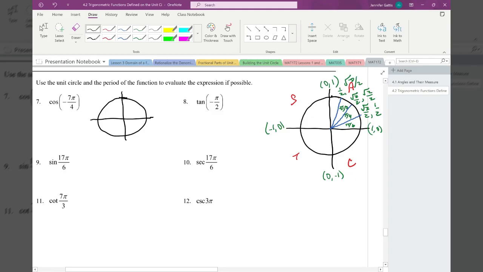We're going in the negative direction, and we are going all the way around to here. So the cosine then, what's the cosine of -7 pi over 4? Cosine is √2/2.